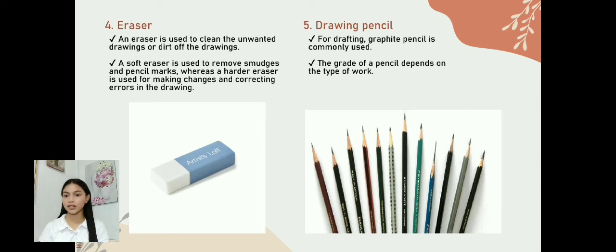Next, eraser and drawing pencil. An eraser is used to clean the unwanted drawings or dirt off the drawings. A soft eraser is used to remove smudges and pencil marks, whereas a harder eraser is used for making changes and correcting errors in the drawing. Apparently, there is a specific drawing eraser. We have a specific eraser that we use, and that is the vinyl eraser.